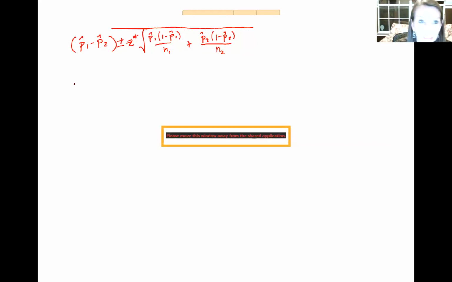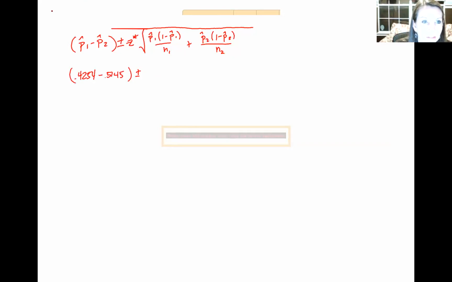Plugging in everything that I know here, I'm going to have 0.4254 minus 0.5145 plus and minus z star, and we're making this up as we go along. Let's say we're 95% confident. z star for 95% confident is 1.96, so I'm going to put in 1.96 here.